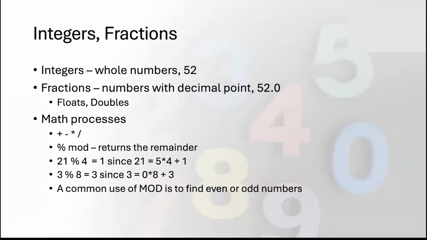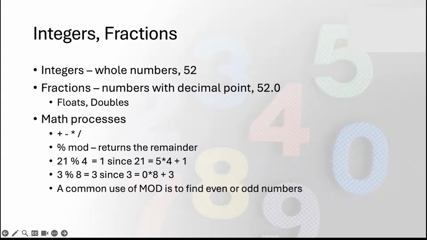So in addition to strings, integers and fractions are also very popular in programs. Integers are the whole numbers, like 1, 2, 3, 4, and so on, natural numbers, or they could be negative. Fractions are numbers with decimal points, like 52.0. They could be either floats or doubles. With numbers, we can do a lot of mathematical calculations, like plus, minus, multiply, and divide, all of those operators.